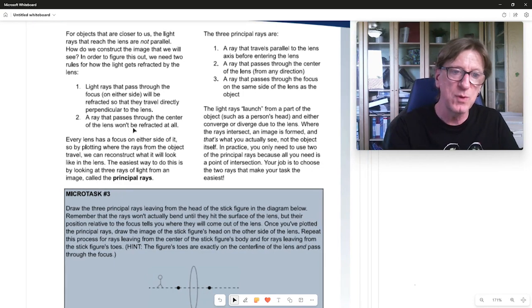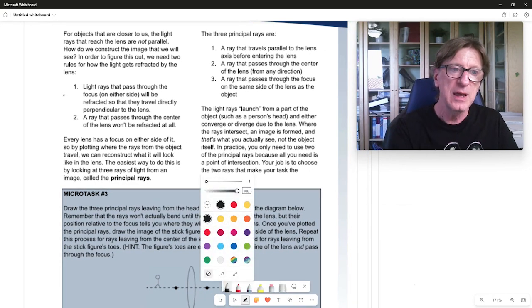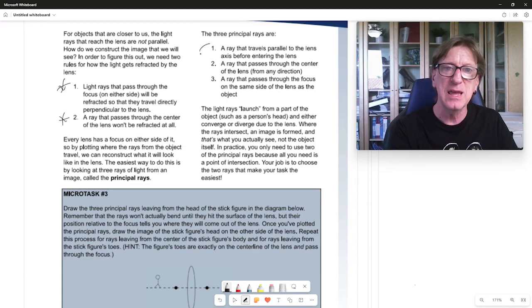So here are two rules that we're going to use for determining what happens to these three principal rays. These rules you really want to memorize. They are very, very important. And if you memorize these and memorize the three rays, you're going to be able to do pretty much everything you need to do.